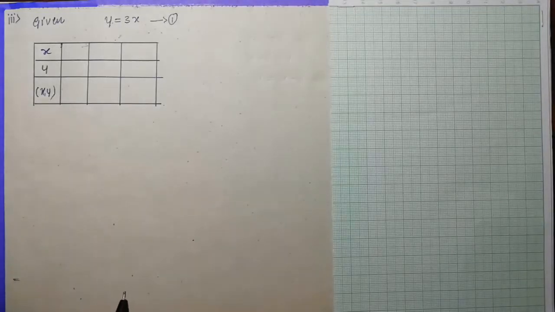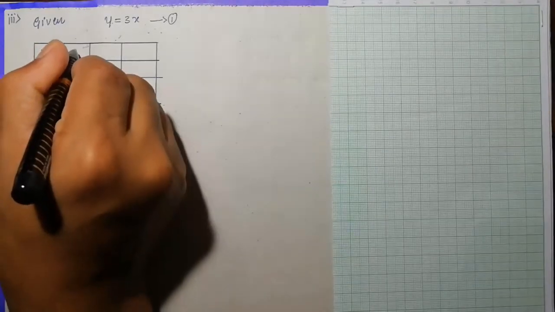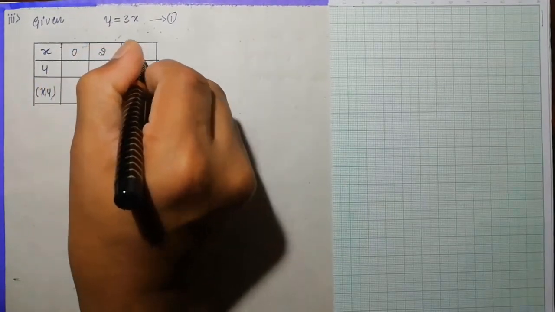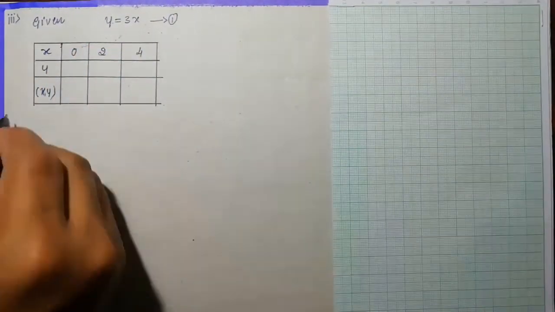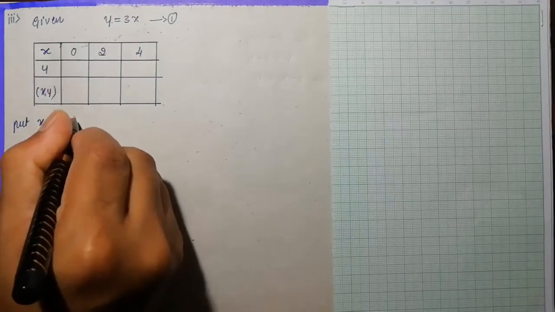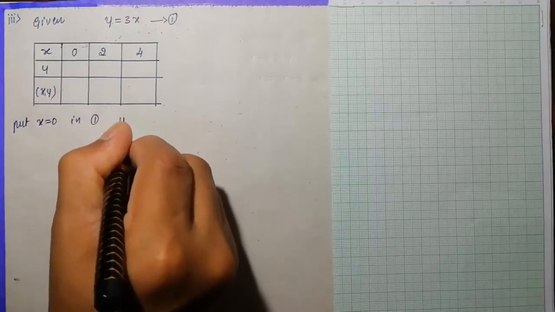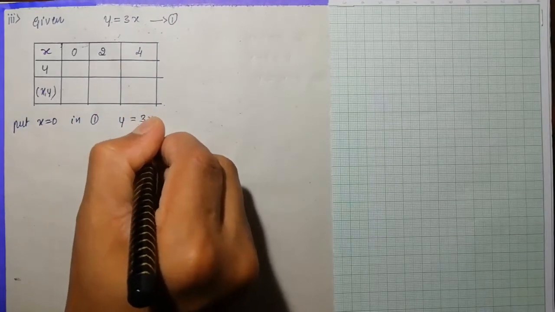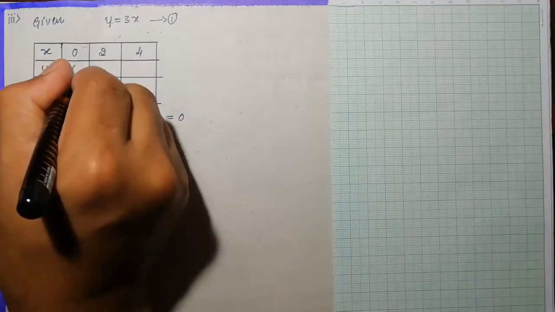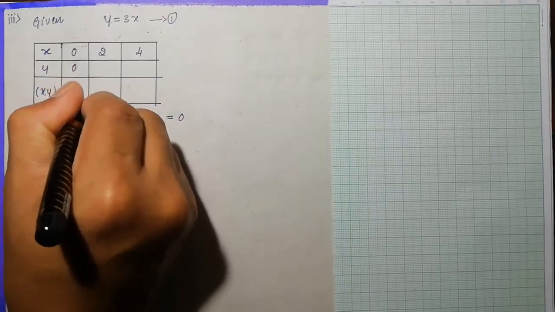even though I am going to find 3 solutions here. So now look at here, I'm going to place x is equal to 0, x is equal to 2 and x is equal to 4. Let us see what will happen. Put x is equal to 0 in 1, then y is equal to 3 into x, which means 3 into 0, which is 0, so the point 0 comma 0.